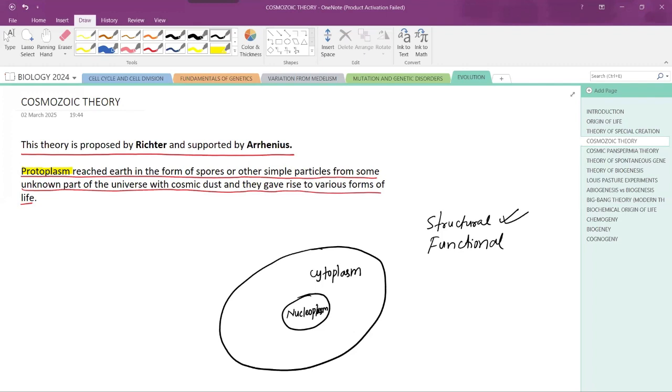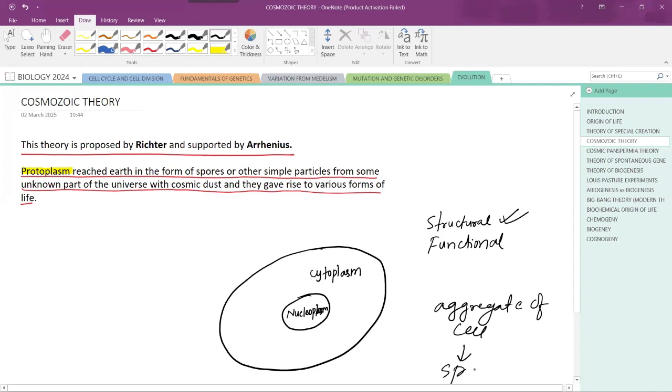Similarly, there is an organism which is only an aggregate of cells, and this organism is called a sponge. It is an animal. Okay, and there is no division of labor, no organ system, no organ, no tissue system. This is just an aggregate of cells, but this is also an organism, an animal. So cell itself forms an organism, and that's why we call cell a structural unit. But how can we define it is also a functional unit?